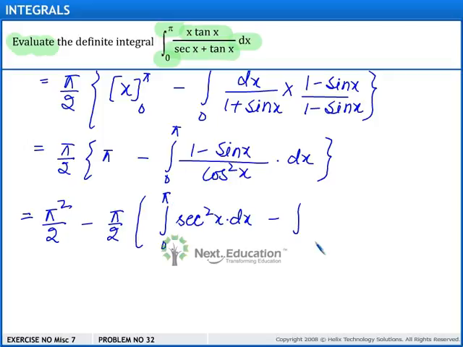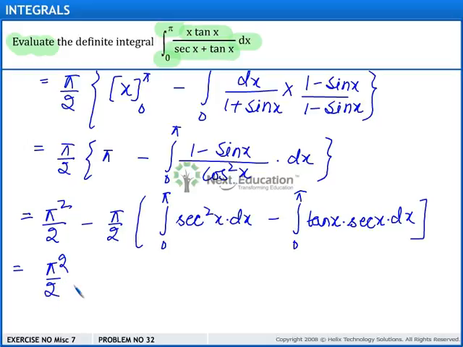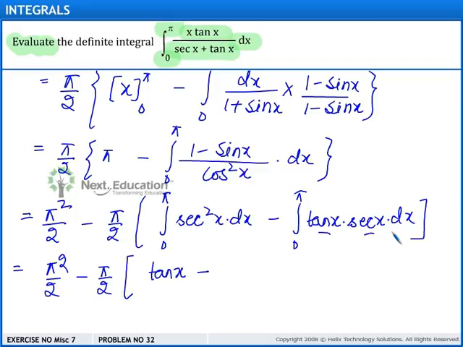And we have minus the integral of sin x divided by cos square x, that can be written as sin x divided by cos x into 1 upon cos x, and sin x divided by cos x is tan x, and 1 divided by cos x is sec x. Then we have into dx, and this is from 0 to pi. This is further equal to pi square divided by 2 minus pi by 2 times: the integral of sec square x with respect to x is tan x, minus the integral of tan x sec x with respect to x, which is sec x, and this is from 0 to pi.